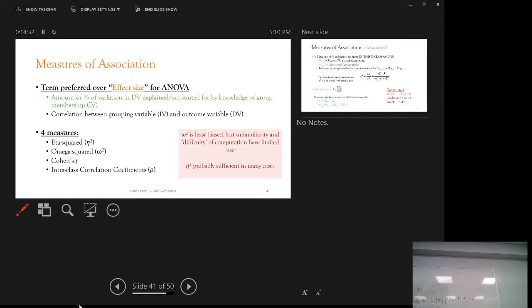We only have one grouping variable. We're grouping it by music, not by music and gender. We only have one grouping variable, so that's why it's a one-way.